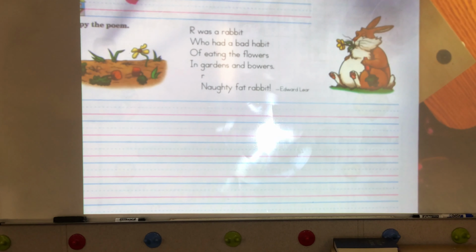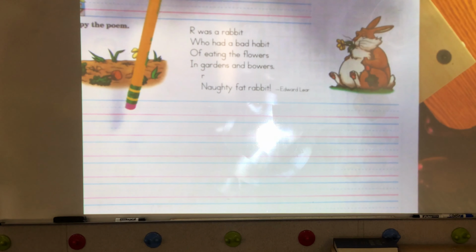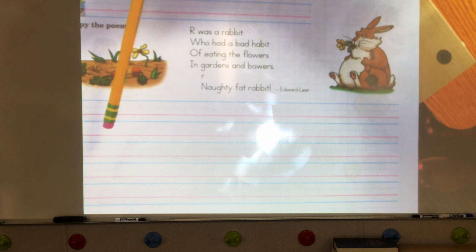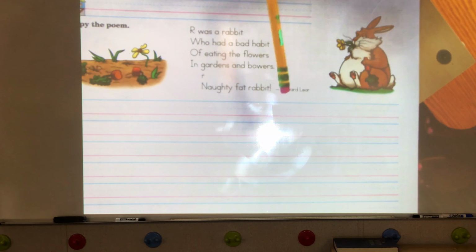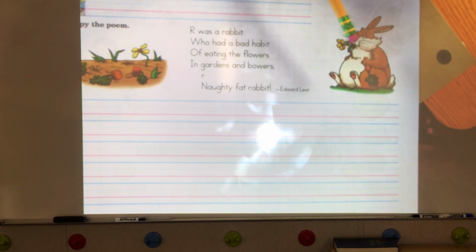You will write this poem. R was a rabbit who had a bad habit of eating the flowers in the garden in burrows. R, naughty for a rabbit. And so you will copy this on each line. Remember, R was a rabbit. You're going to write it in the first line. Who had a bad habit on the second line. And then you'll do the rest. Please make sure you have enough space to write. Make sure it's neat.